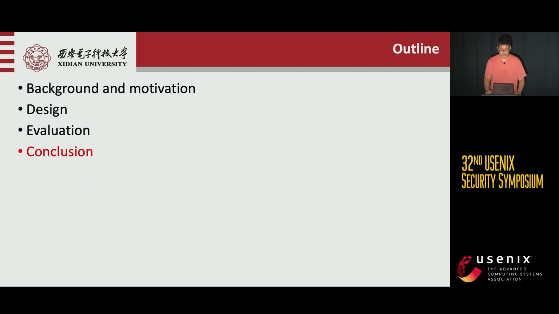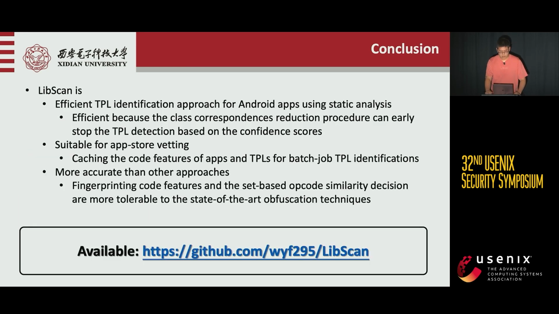Finally, is the conclusion. LibScan is an efficient approach to identifying TPLs for Android apps. By reducing the first-class correspondences of the overall detection and the confidence score decisions at each detection step, we ensure the early stop and the efficiency of LibScan.